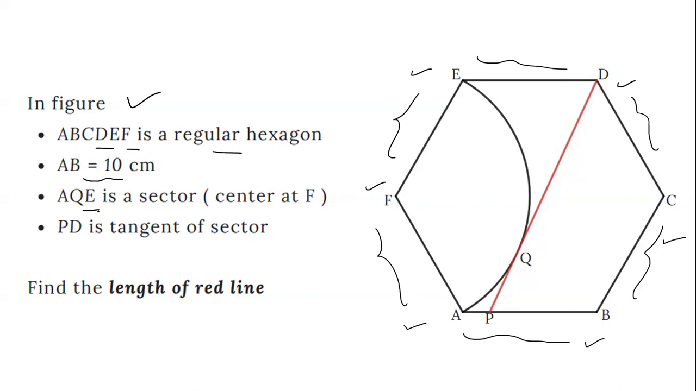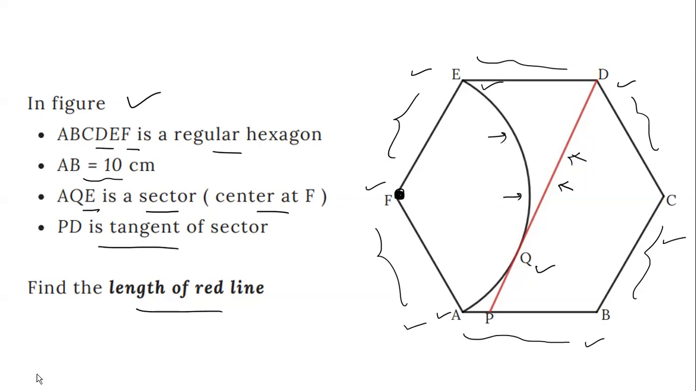And AQE is a sector. You can see this is point A, this is point Q and this is point E, and this is a sector whose center is at F. And PD is a tangent to the sector, and this line is a tangent to this sector, and we have to find the length of this red line that you can see here. So we have to find the length of this PD line. So this is the problem.